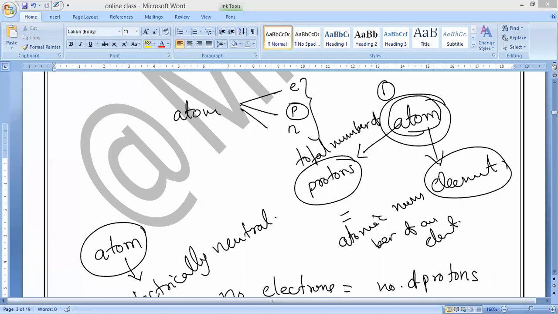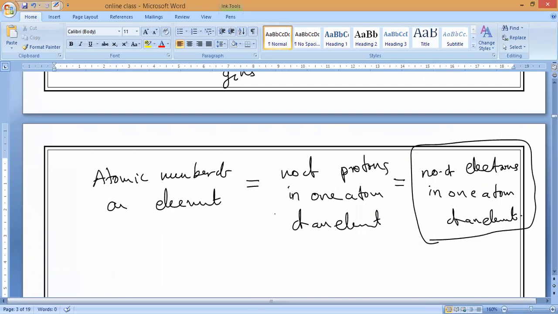Next, down you can write the formula. What is this formula? The atomic number of an element is equal to the number of protons in one atom of an element, or we can say equal to the number of electrons in one atom of an element. Anything you can write. Together you can write it in the form of a formula.